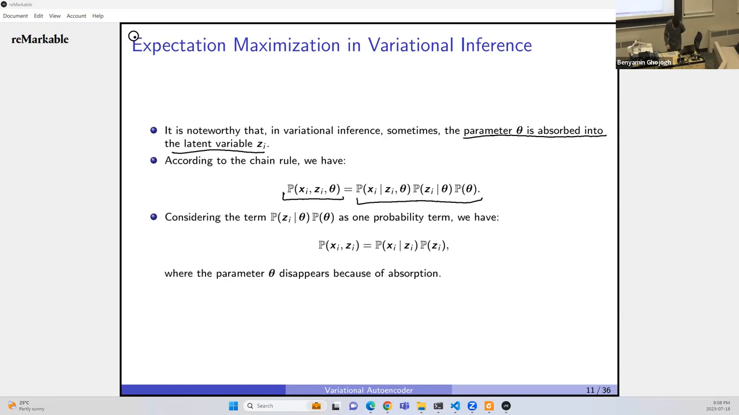Then I can write these two as P of zi and theta, but theta is the parameter of zi, therefore I can absorb it, so I can write it as P of zi, and also write these as P of xi and zi, and P of xi given zi. Then it changes the equations of M step and E step a little bit. Why do I say that? Because in some books, you might see this version.